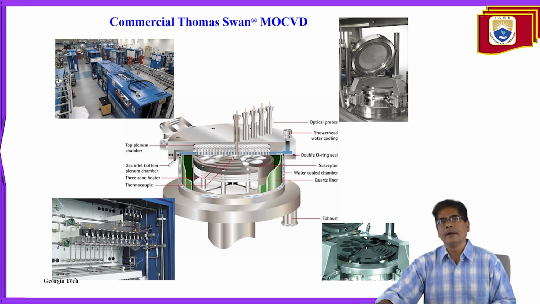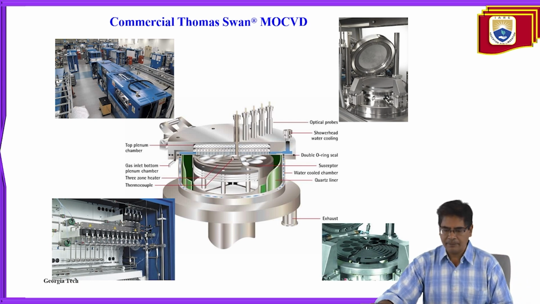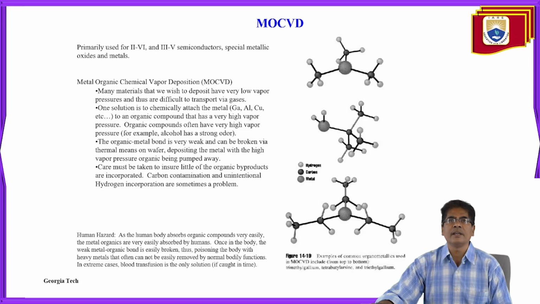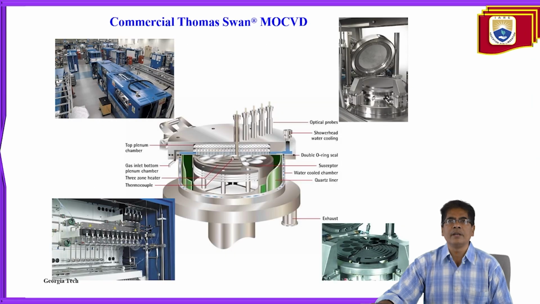This is one of the instruments that we can see. So we have optical probes, showerhead water cooling systems, double O-ring seals, susceptors, water cooled chambers, a quartz liner, a top plenum chamber, gas inlet, bottom plenum chamber, heater, and thermocouples, right? So these are what we can see in the commercial Thomas Swan metal organic chemical vapor deposition system.